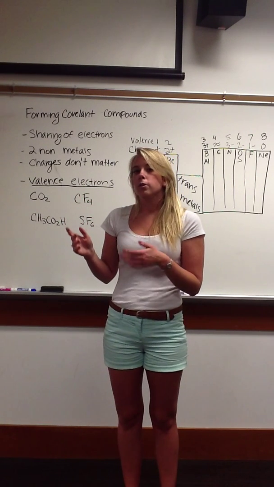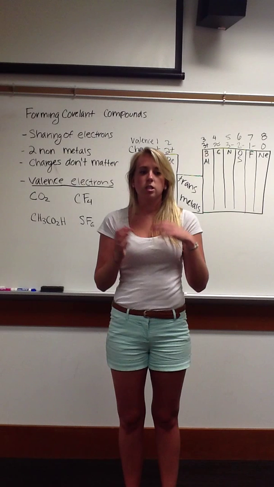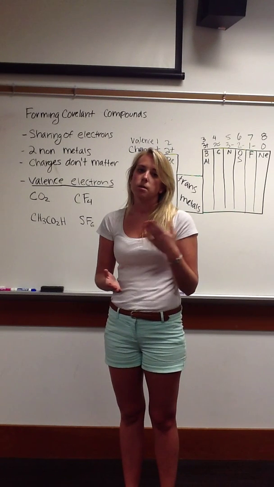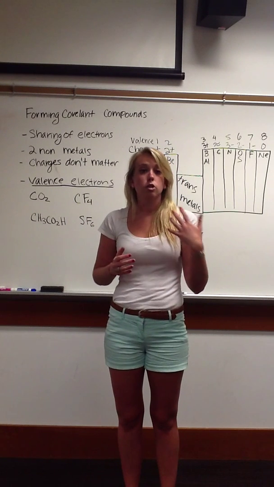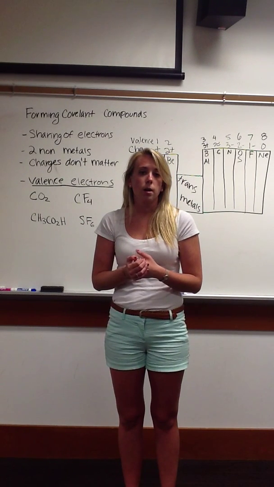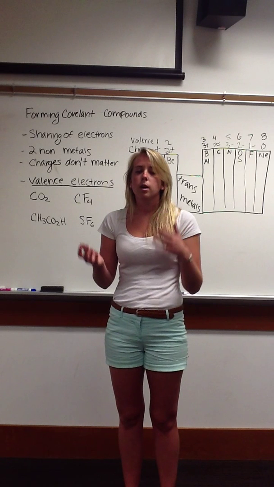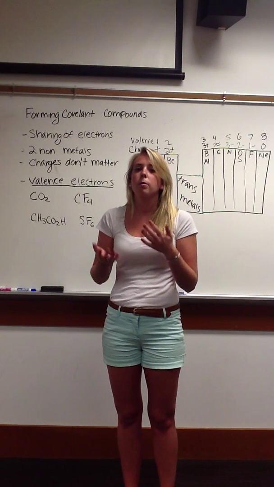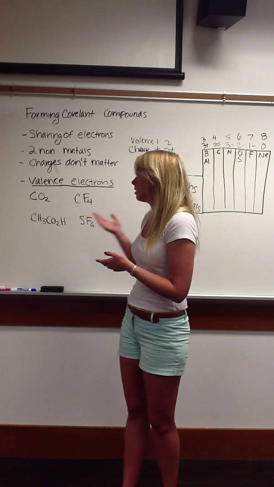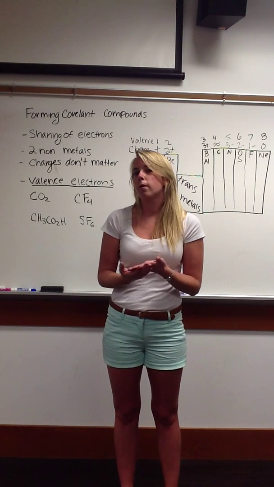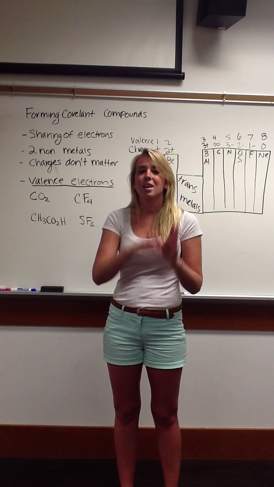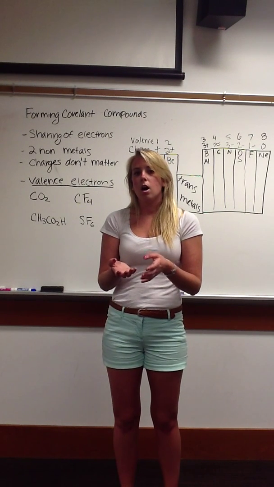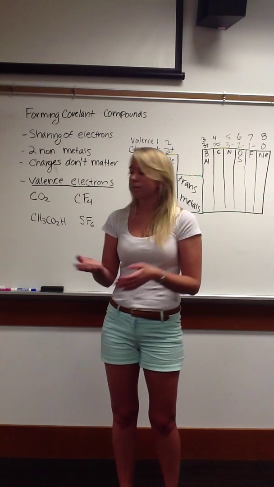With a covalent molecule, it's two nonmetals, which is different than an ionic compound, which is a metal and a nonmetal. So we don't really care about the charges when we're talking about covalent molecules because the charges don't matter. What we will talk about are what are called valence electrons. And you should have learned before this what a valence electron is. A valence electron are the electrons that are in the outermost shell of a molecule.